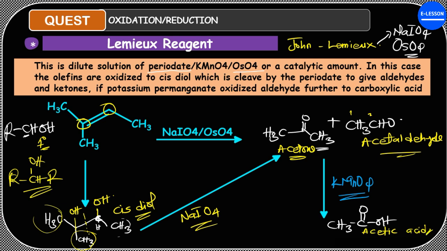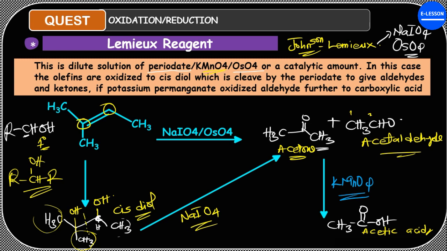It's a dilute solution of the periodate, sodium periodate, and osmium tetraoxide, called after Johnson Lemieux, not John Lemieux, Johnson Lemieux, who is the founder of the reagent, right? And sometimes it contains KMnO4, which will later oxidize the carbonyl compound that is formed if it is an aldehyde to a corresponding carboxylic acid. Now note that acetone is not oxidized. Do you know why?